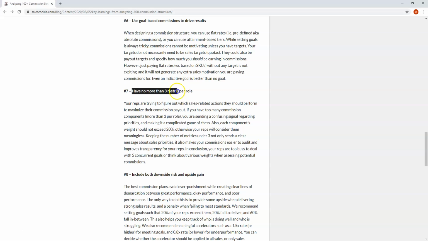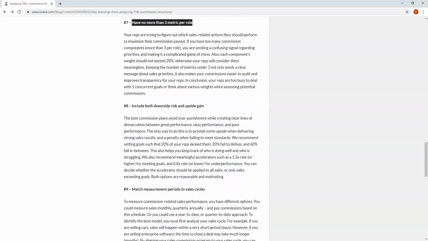Number seven, have no more than 3 metrics per role. So a lot of times what we see is you could have too many commission components. So you're going to be confusing your reps in terms of them having to figure out which component or which product is going to give them a higher percentage. So where possible, keep your number of metrics to under 3. Let the reps really focus on selling.